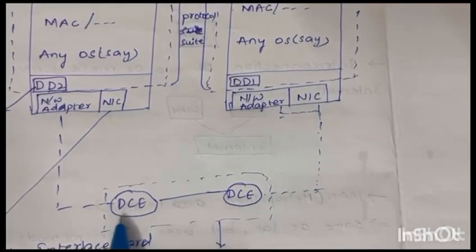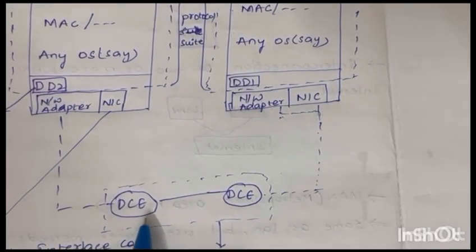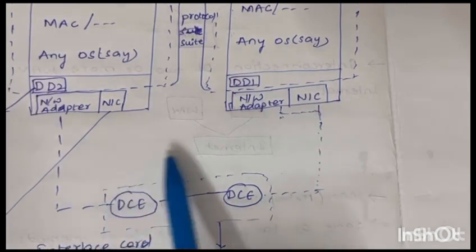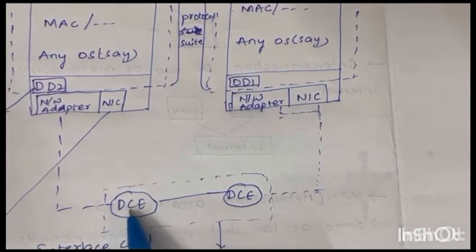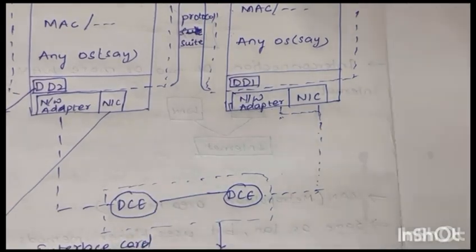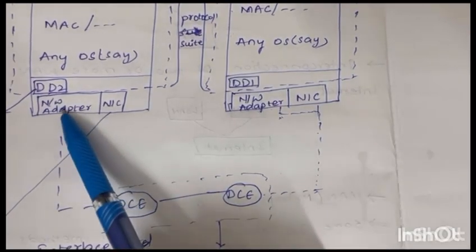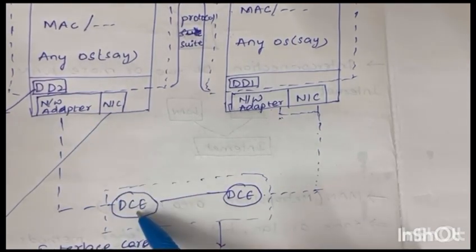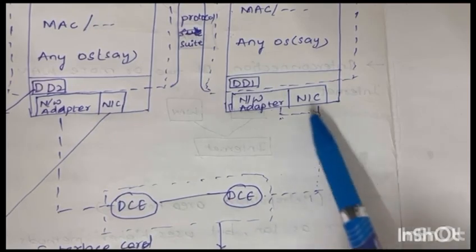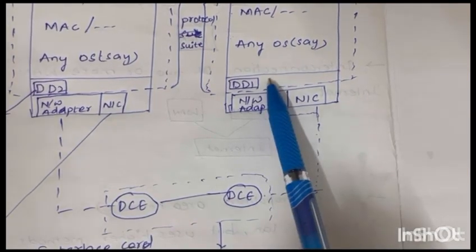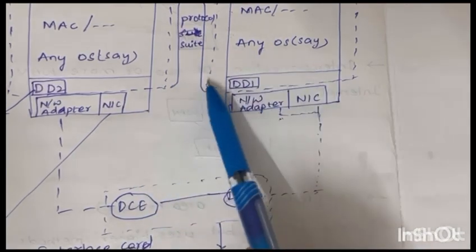DCE is nothing but data communication equipment. It is nothing but the device which acts as a mediator in between the two processes. So this is called the DCE, data communication equipment. And once the information is sent from the network adapter to the DCE, and then from the DCE it reaches the network adapter, the server receives the response. So this whole process is called the client server model.